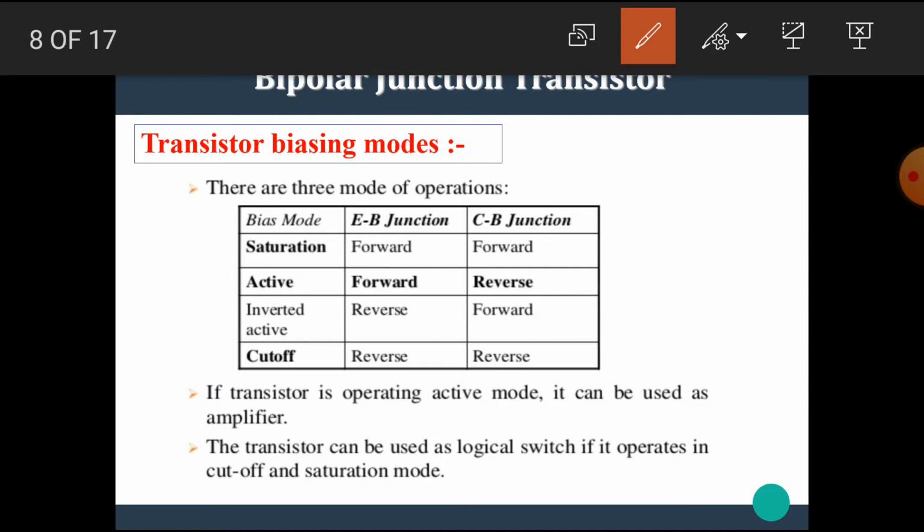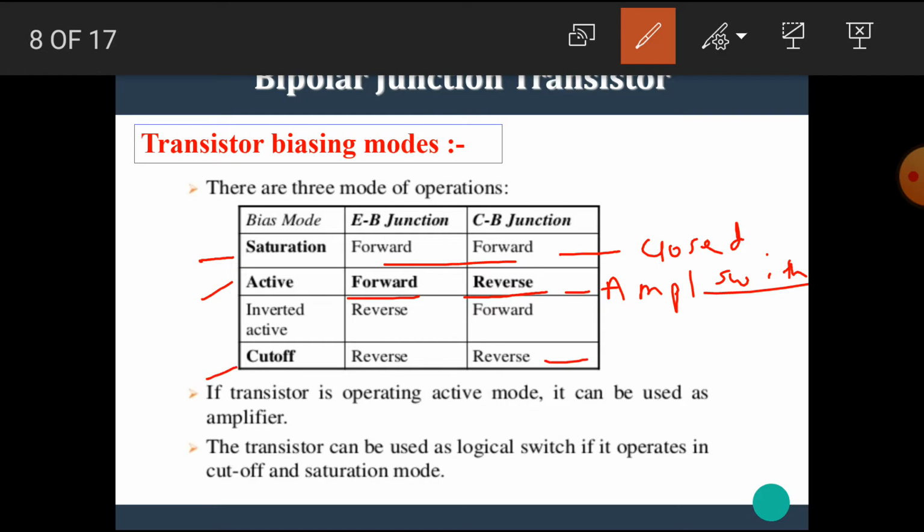Let's see once again. In saturation mode, both the junctions are forward biased. In this mode, the transistor works as a closed switch. Okay, in active mode, that means the emitter base junction is forward biased and the collector base junction is reverse biased, it is used as an amplifier. And in cutoff mode, both the junctions are in reverse bias mode. In this condition, the transistor is used as an open switch. I hope you all understand the biasing modes of the transistor.